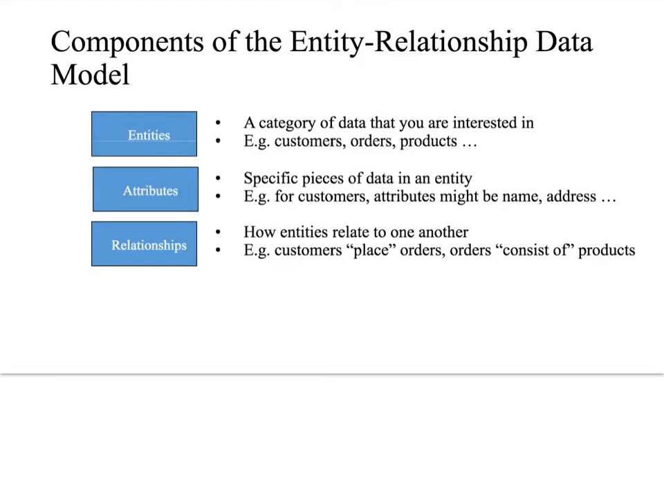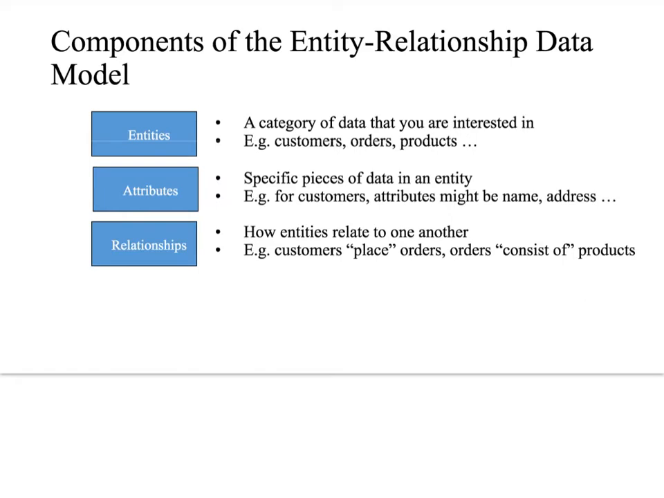There are three components to the entity relationship diagram. First, there are entities. These are the categories of data that you might be interested in. For example, if you're thinking about a sales report, you might be thinking about customers, orders, prices, products, etc. Attributes are specific pieces of data in an entity. If a category or entity is customer, specific pieces of data or attributes might be the customer's name, the customer's address, the customer's phone number, etc.